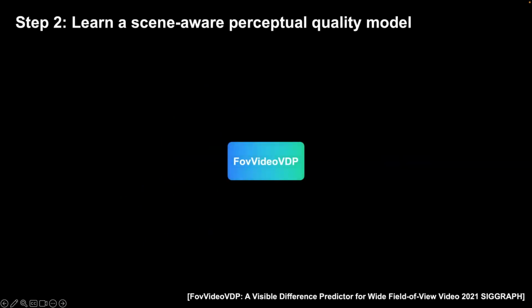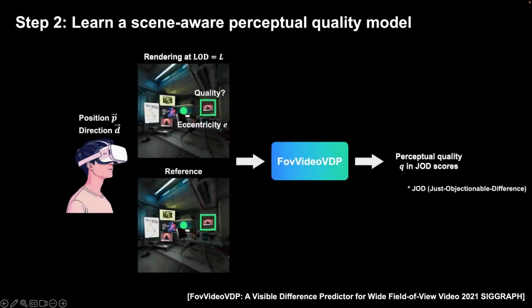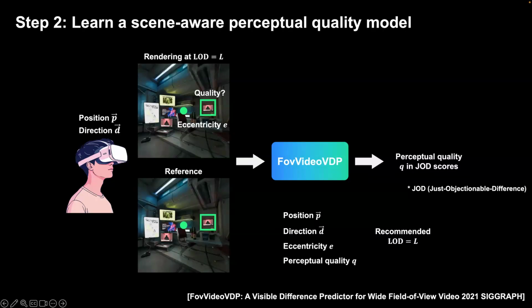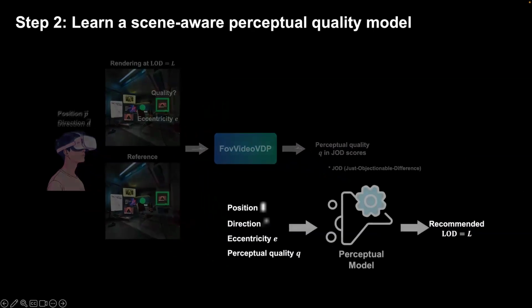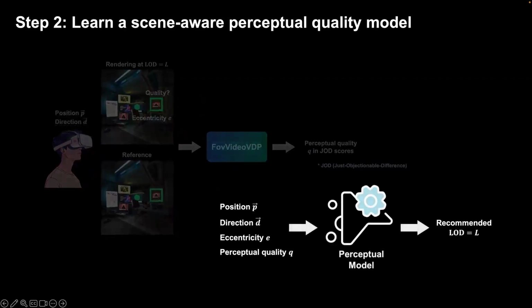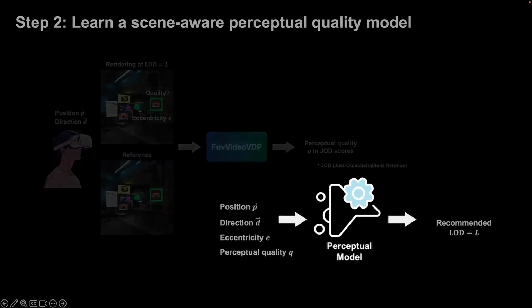Second, we adopt FOV video VDP, a visual quality metric that models the spatial, temporal, and eccentricity-dependent characteristics of human vision. We use it to generate data tuples of viewpoint, perceptual quality measured in just objectionable differences, or JODs, and corresponding LOD values, and distill this knowledge into a lightweight perceptual model for scene-aware, gaze-contingent LOD prediction.